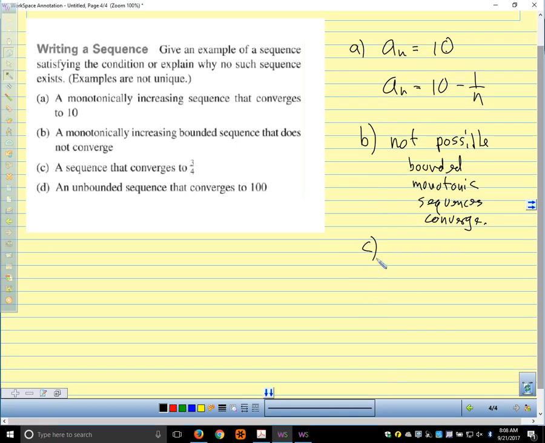C, a sequence that converges to 3/4. Yeah, a sub n equals 3/4. Perfect. Wow. Good job. All right. Good job, team.